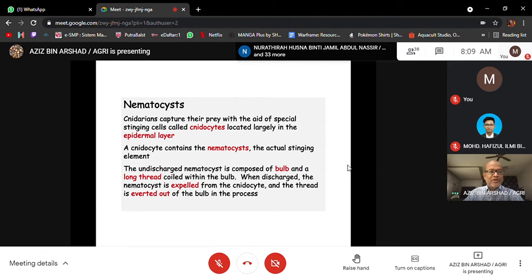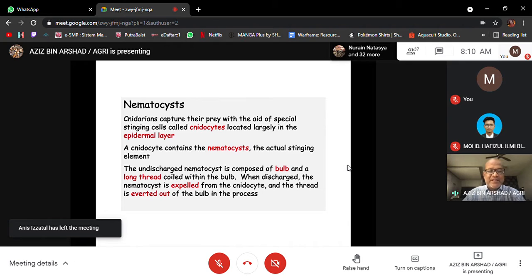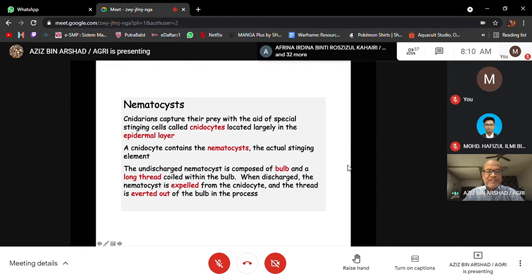Right. So on the topic of nematocysts, we have been mentioning the stinging cell all the way in Cnidarian, because in the phylum Cnidaria, you'll find that nematocysts are present, especially on their tentacles. The nematocysts sit in the cells called cnidocytes, and are commonly found in the outer layer of the body, which is the epidermis. That's why it's called the epidermal layer. And the nematocyst always exists in the form of a bulb and also a thread. So normally the thread is coiled within the bulb.